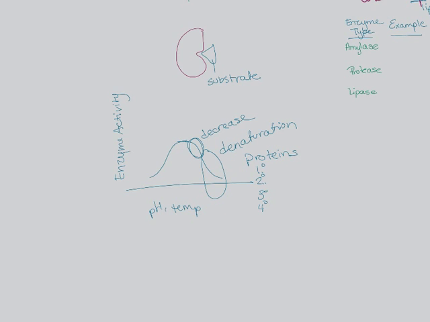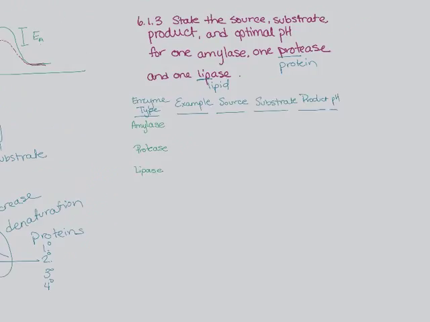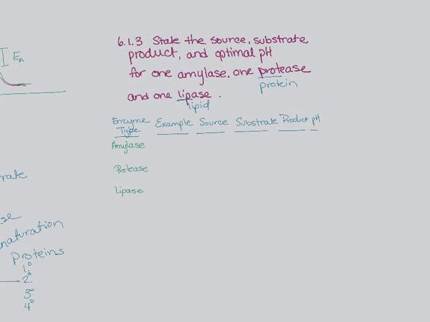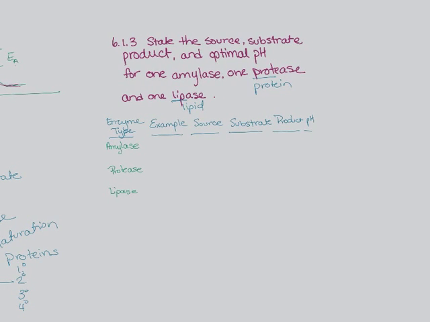Okay, so back over here, we've got our enzyme types, examples, source, substrate, product. Substrate meaning what you're starting with, the product what you're ending with, and the pH that is going to allow this all to happen. So here we go.